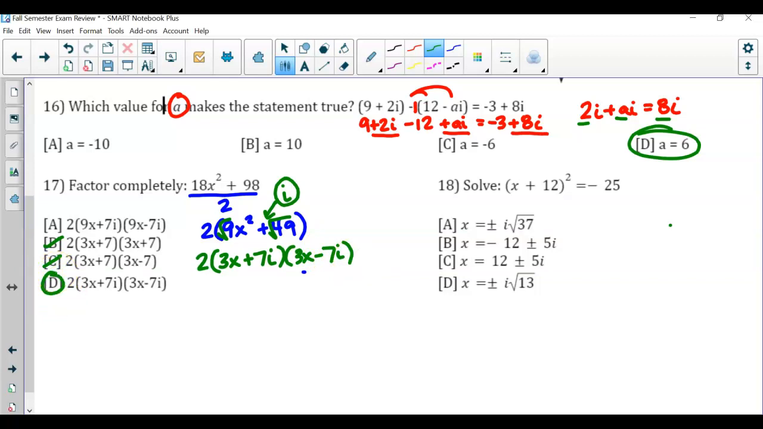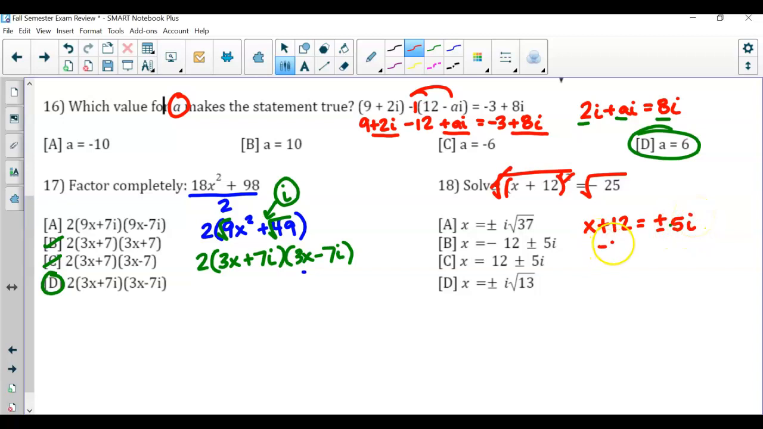Now question 18. We're used to, with our solving by square root, always adding or subtracting first. But notice how here the x plus 12 is grouped together inside the parentheses being raised to this exponent. So I can't subtract the 12 yet because all of this is grouped together, which means how do I get rid of that? Well, what's the opposite of squaring? Take the square root. So that's why we're going to take the square root first to get rid of our exponent here. Now I've got just x plus 12, which is now equal to the square root of negative 25, which is plus or minus 5i.